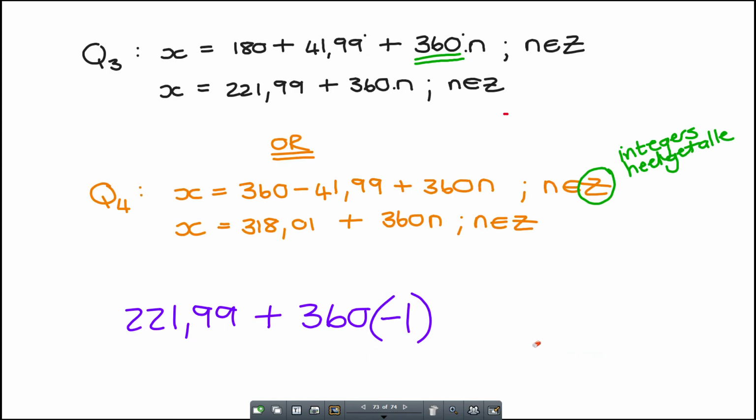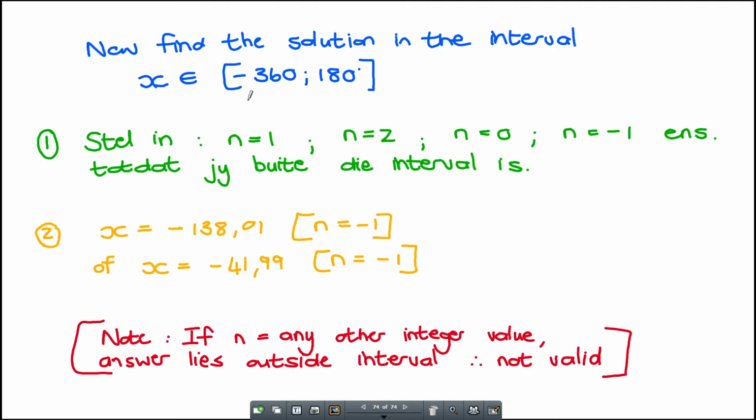Okay, now let's go and substitute in minus 2. Wat kry ons dan? Minus 498, nee. Okay, so minus 489. Lê dit tussen minus 360 en 180? Nee, dis buite my beperking. Nee, it's outside of my interval that they want. So, hy werk hier. En dan gaan ek nie verder aangaan. So, this one over here is the only one that actually works for quadrant 3. Nee, verstaan julle nou so 'n bietjie beter?